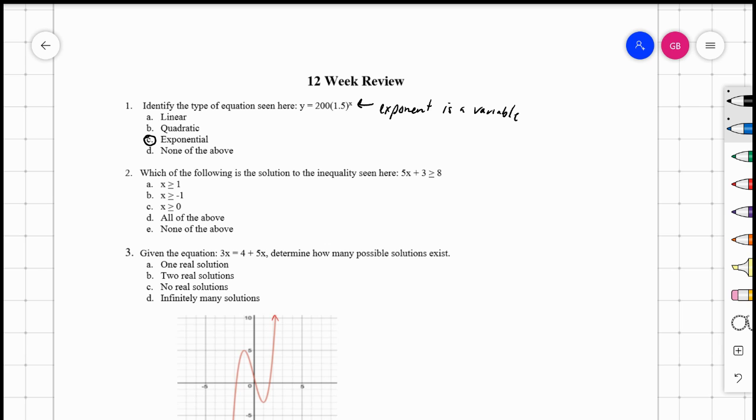Number two, which of the following is the solution to the inequality seen here? So we want to solve by subtracting 3 on both sides. And then we're going to divide by 5. So x is greater than or equal to 1. That's going to be option A.